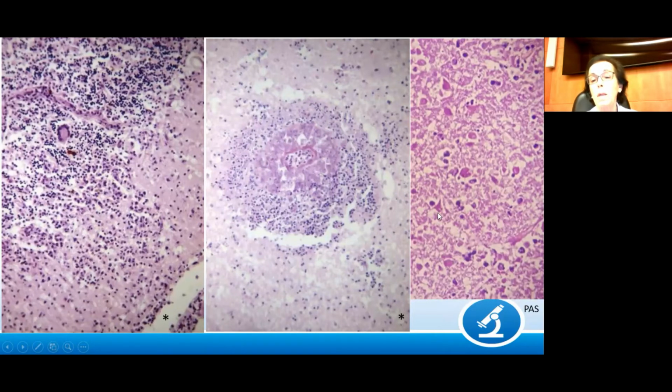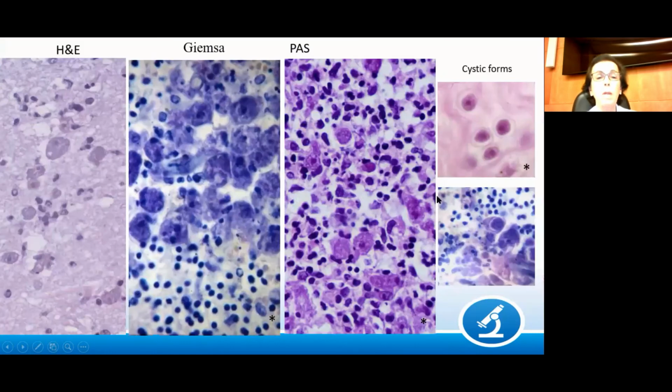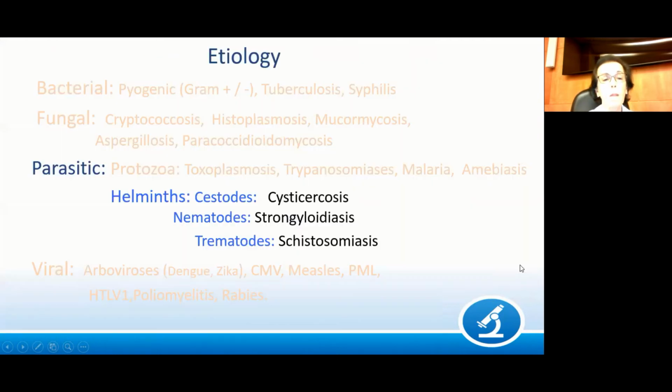With the PAS, they can be seen. With the H&E, we have to be aware of this because they are pale. They can be mistaken for macrophages, but they stain with Giemsa, with PAS, and occasionally they are in the cystic form, like here.